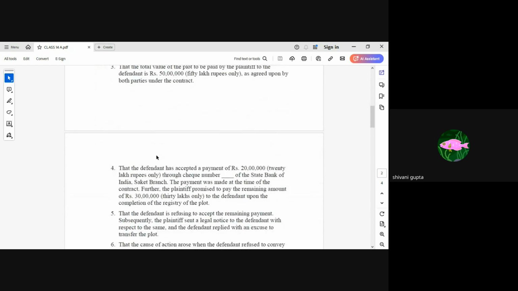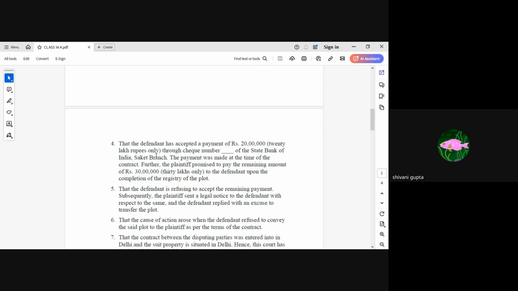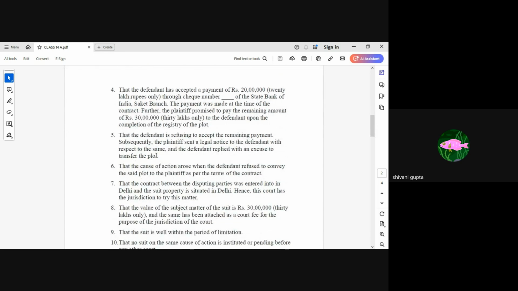Now the defendant has accepted 20 lakh rupees, through a cheque, with this number, made at the time of this, and now the remaining amount is 30 lakh rupees. That would be paid after the registry of the plot. Now what happened? The things were going well. Now the defendant is refusing to accept the remaining amount. The plaintiff sent a legal notice to the defendant with respect to the same. The defendant replied with an excuse to avoid transferring the plot. Now the cause of action arises when the defendant refused to convey the said plot to the plaintiff as per the terms of the contract.